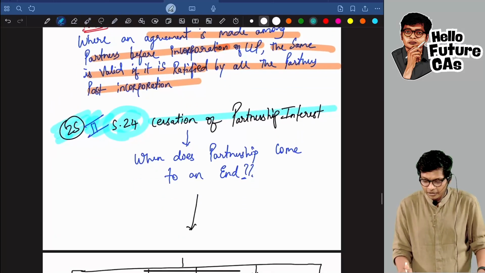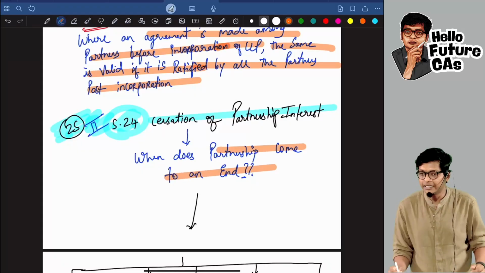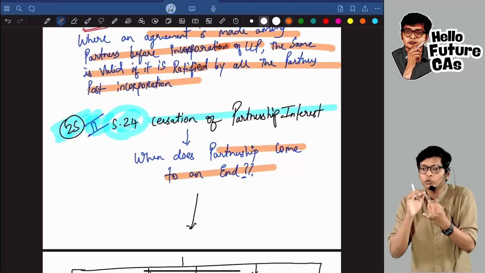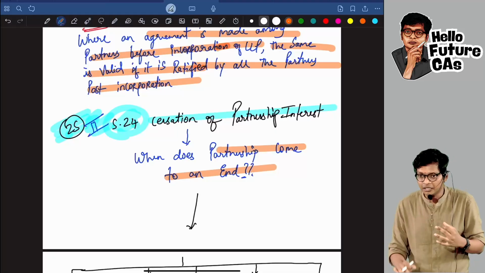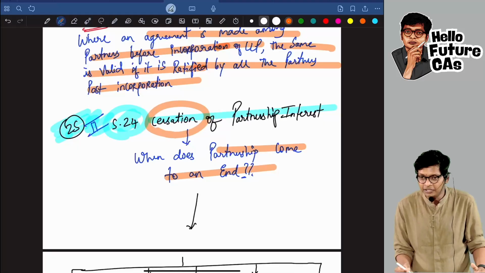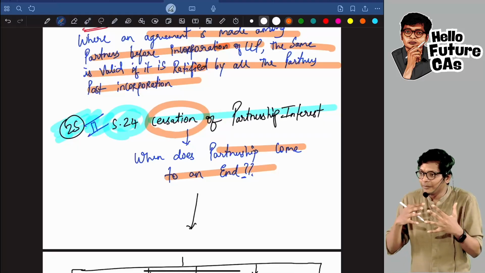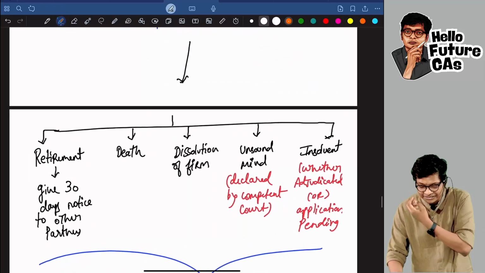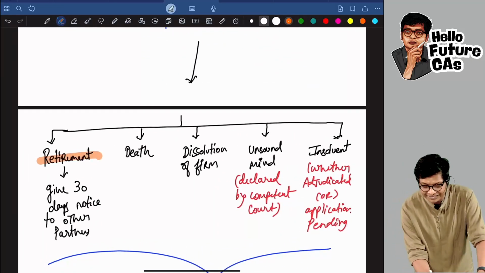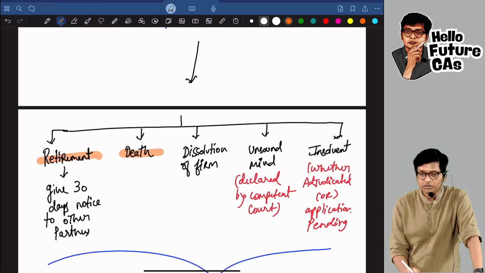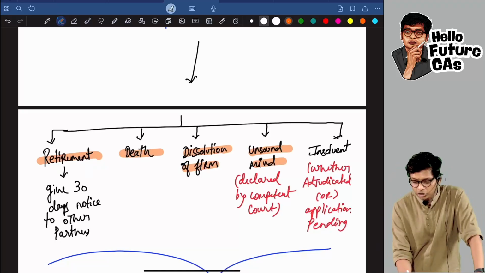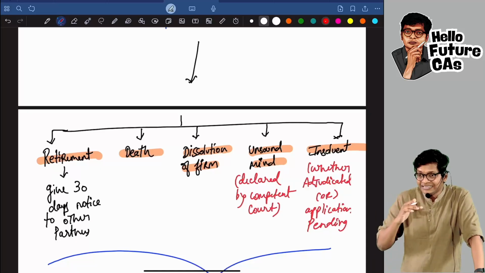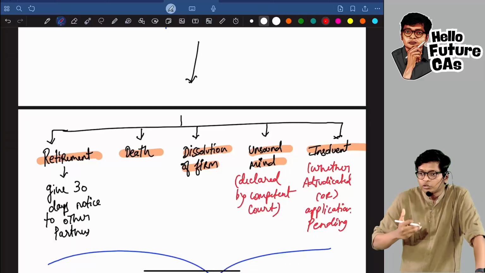Okay, come back. When does a partnership come to an end, or when does a partner leave the firm? It could be death, it could be insolvency, it could be retirement. Correct? We are talking about cessation of partnership interest. Now, breakup: when the partner will break up with the firm. That's called cessation. We have given all the cases, guys, all the cases that you know. One is retirement, death, dissolution of the firm, unsound mind or insolvency. In all these cases, the partner's relationship with the firm comes to an end.